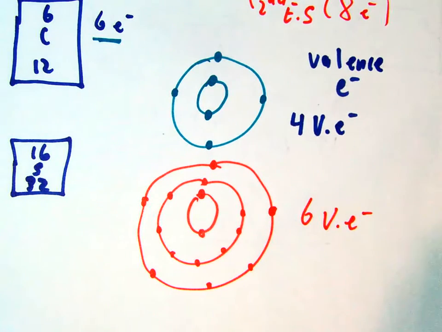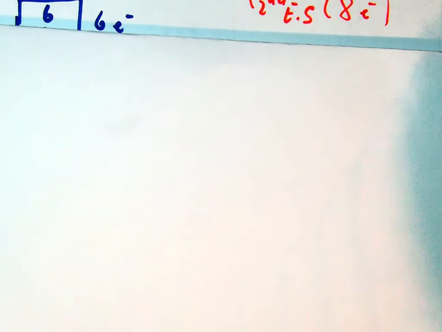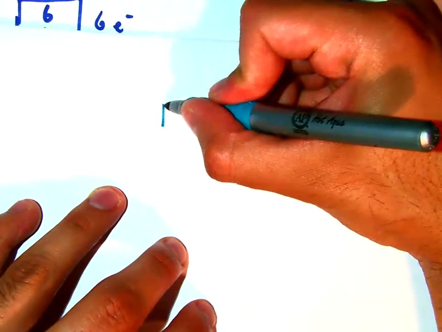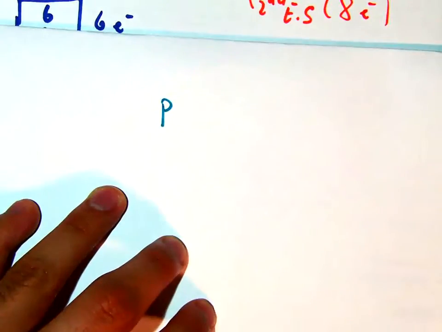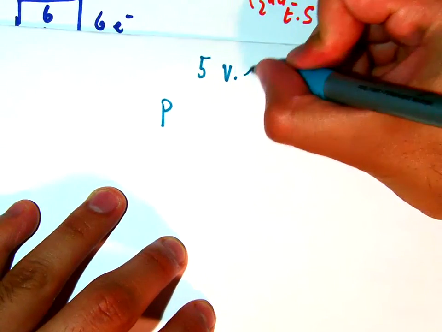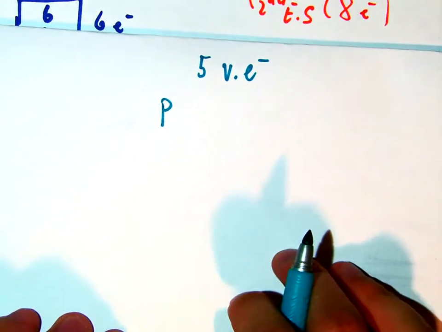Okay, so that's Bohr diagrams. That's it. Now let's go into Lewis diagrams. So Lewis diagrams. Let's work through an example here. Let's look at phosphorus. I know phosphorus has 5 valence electrons. Okay.